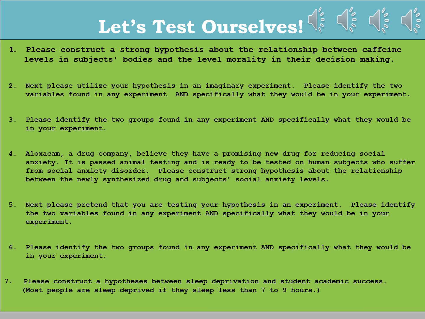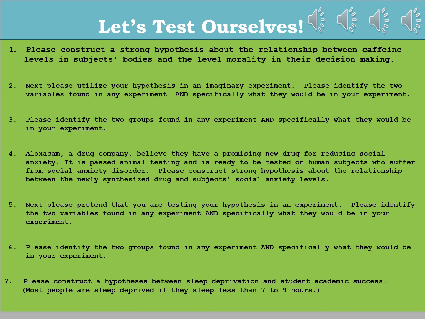The groups would be experimental and control group. The experimental group would be the subjects given caffeine. The control group would be the subjects not given caffeine. For number 4, perhaps your hypothesis was subjects given the drug created by aloxicam will have decreased social anxiety levels. If that was your hypothesis, then number 5, you would identify independent and dependent variable. Independent variable is a treatment, so it would be the drug. The dependent variable would be social anxiety levels.